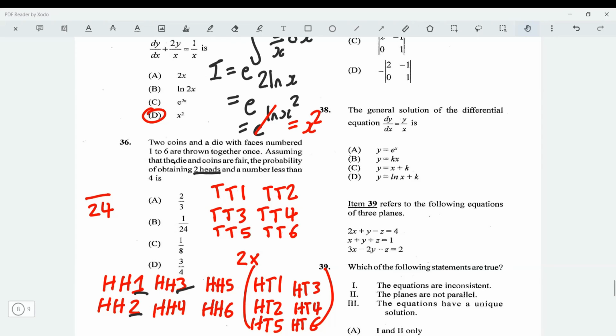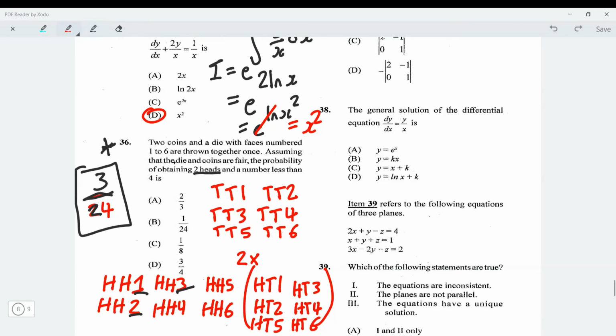So as we can clearly see right here, this is not giving us the 3 out of 24. This is really off. This is 3 out of 24. Find the probability of getting 2 heads and a number less than 4. Numbers less than 4 are 1, 2, and 3. We get 2 heads with them here. 1, 2, 3 options out of 24.